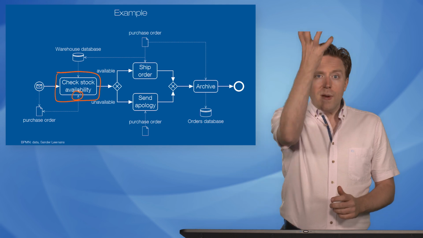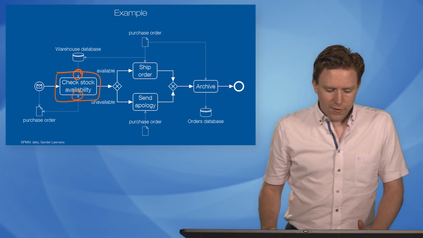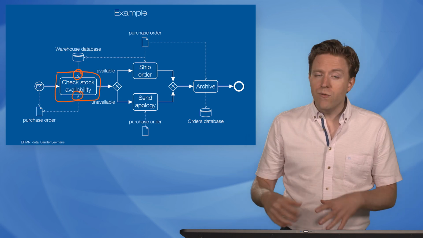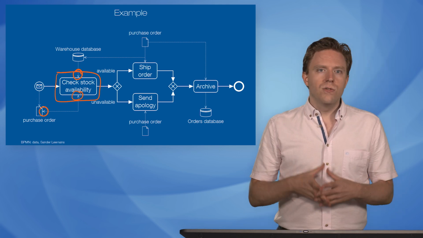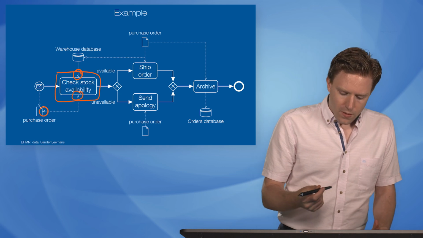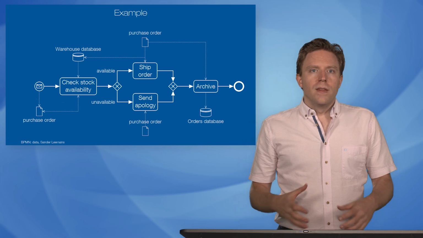Then we need information from the warehouse database. So that is another association. We check for each item whether it's available, and we write that, and that's this association, into the purchase order again. That's check stock availability.